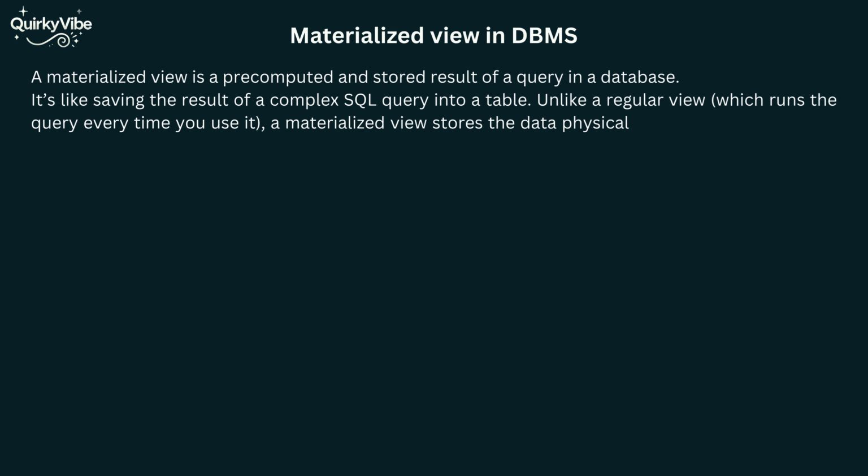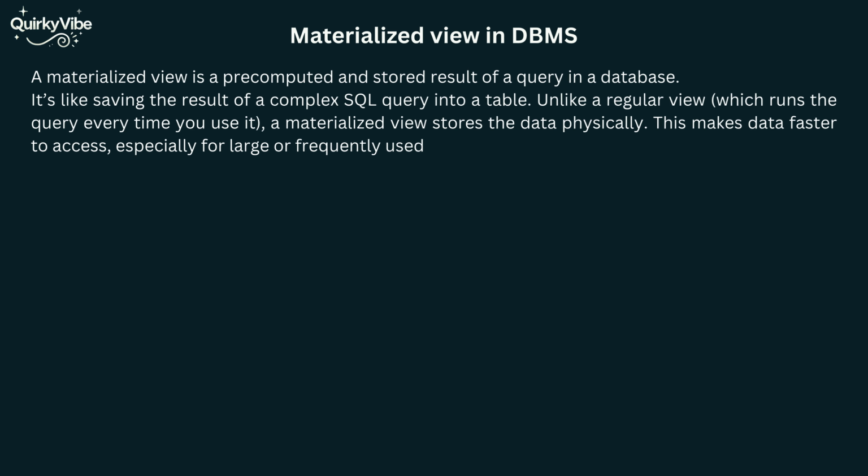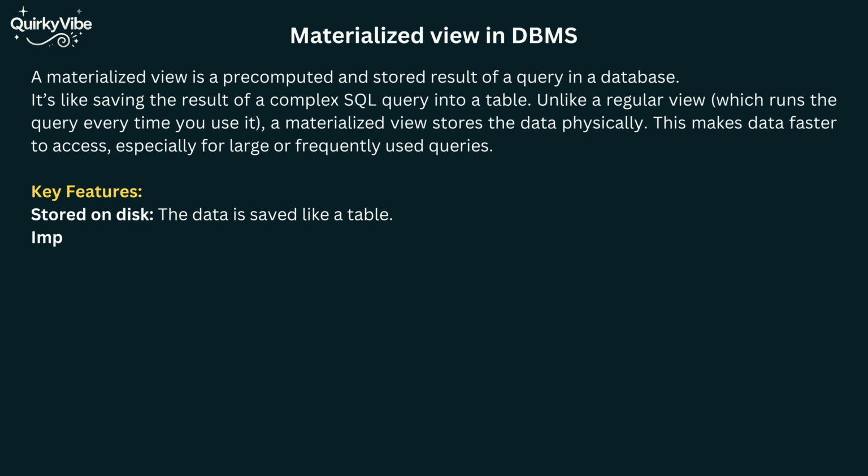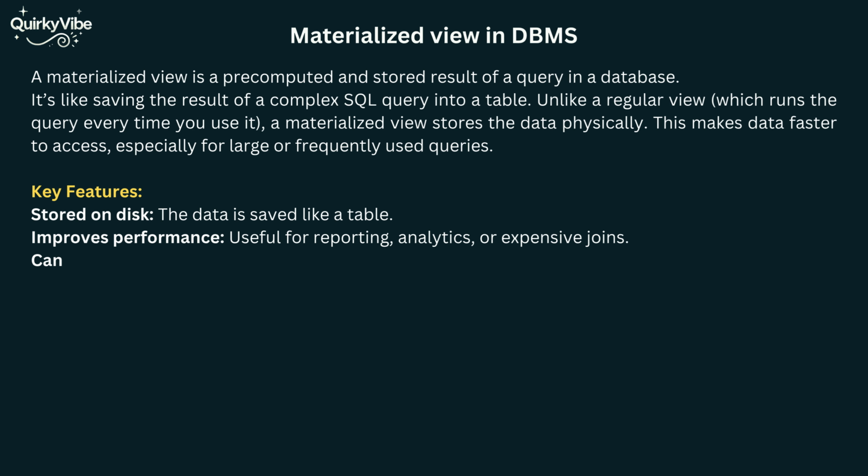Unlike a regular view, which runs the query every time you use it, a materialized view stores the result physically, like a table. This makes it much faster to access, especially when the same data is used frequently. Key features. Let's go over a few key things that make materialized views special. It's stored on disk, so it doesn't run the query each time. The data is already saved. It helps improve performance, especially for things like reporting, analytics, or expensive joins.